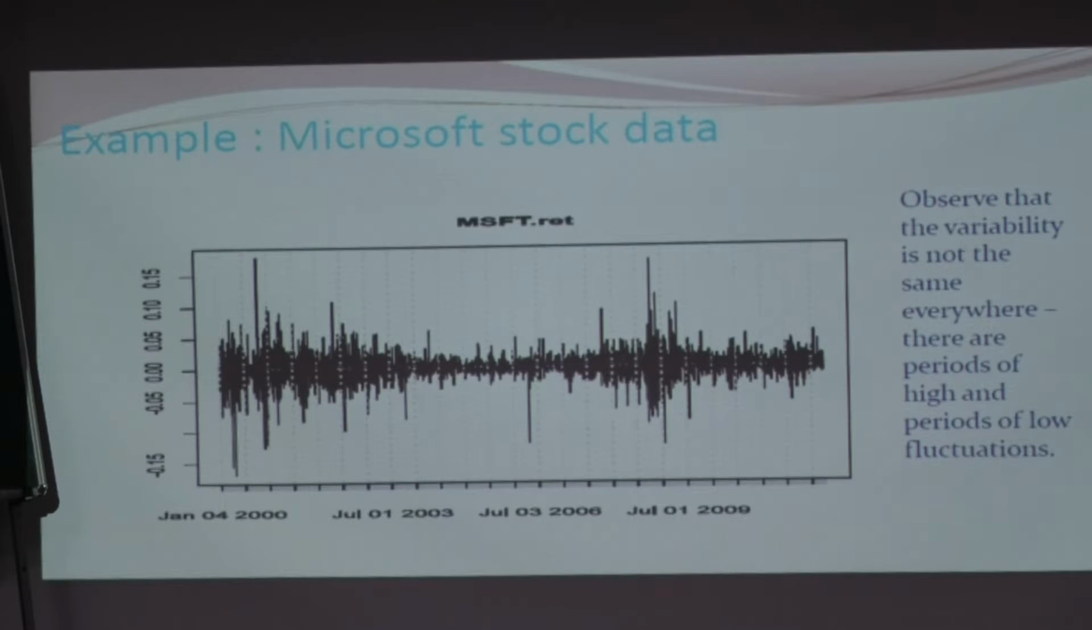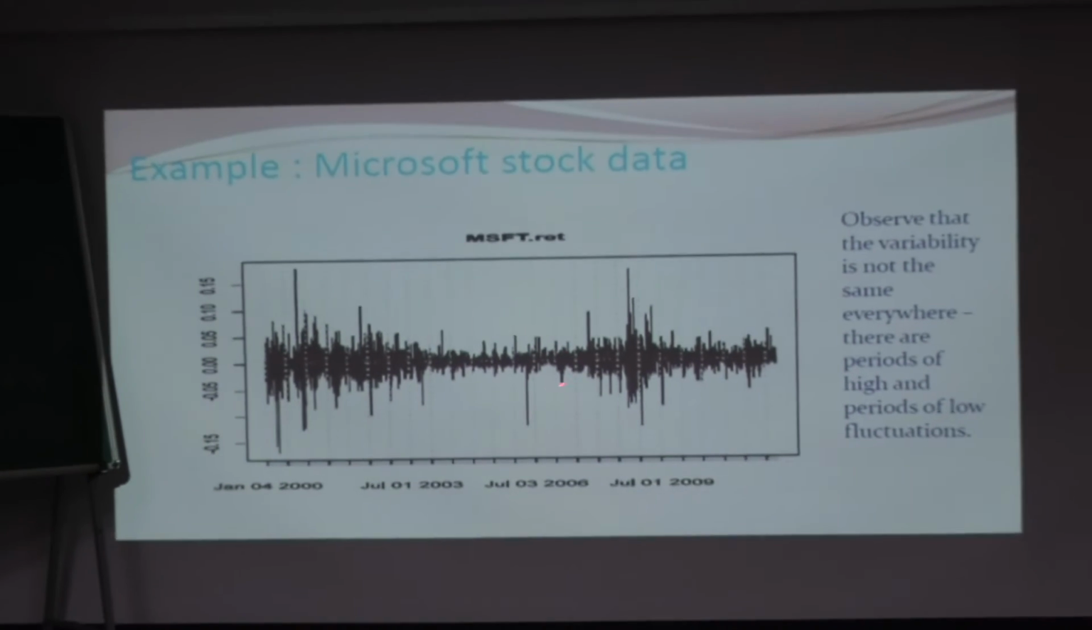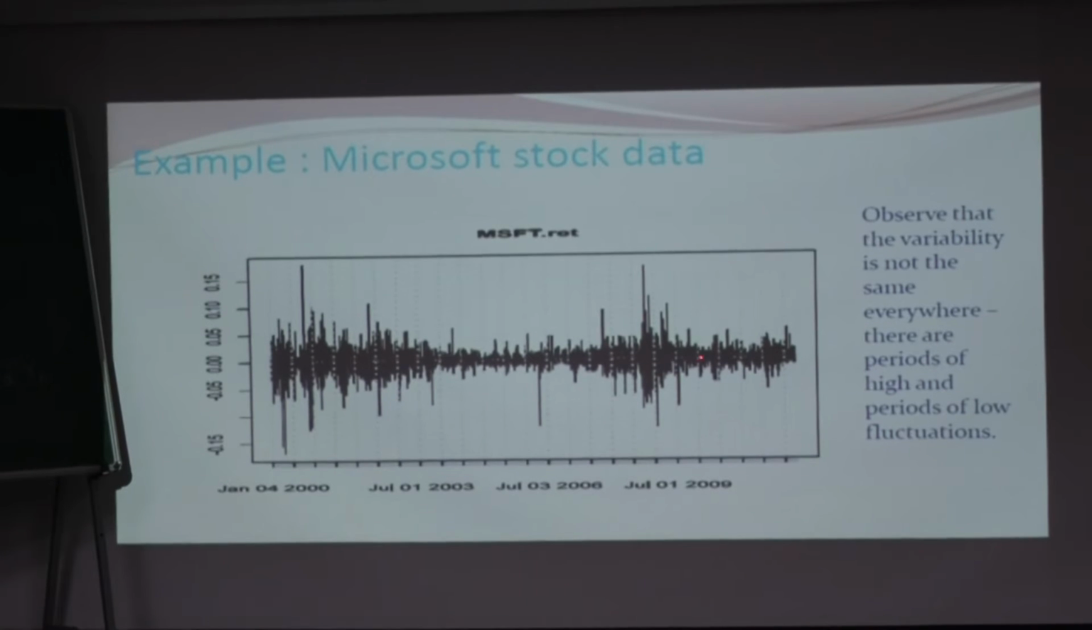The reason they asked is that this problem came primarily from stock prices. You'll see that for the stock price, this is the Microsoft stock data, and this is the type of graph that you are getting. If you look at this part, the variability here is much more. Changes here are much more. In this part, it's more or less close to the mean level, so the variability here is much less. So you have periods of high variability, periods of low variability, again high variability, and so on.